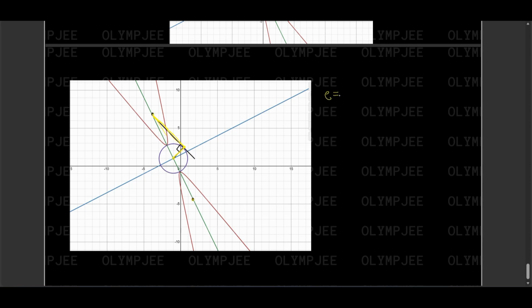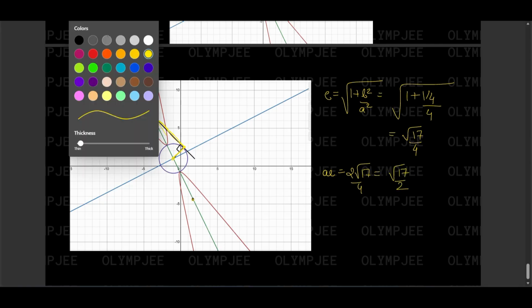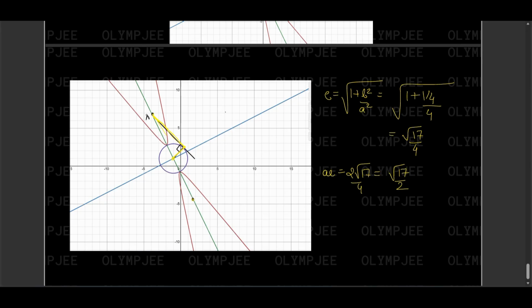So with respect to this origin, what is the coordinate of the focus? We know that e is given by root of 1 plus b square by a square, and b was 1 by 2. So we will get 1 by 4 here, and a was 2, so we will get 4 here, which will give us e as root 17 by 4. And we know that the distance of the focus from the center is given as ae, and a here is 2, so it will be 2 root 17 by 4, which is root 17 by 2. So this distance is root 17 by 4.